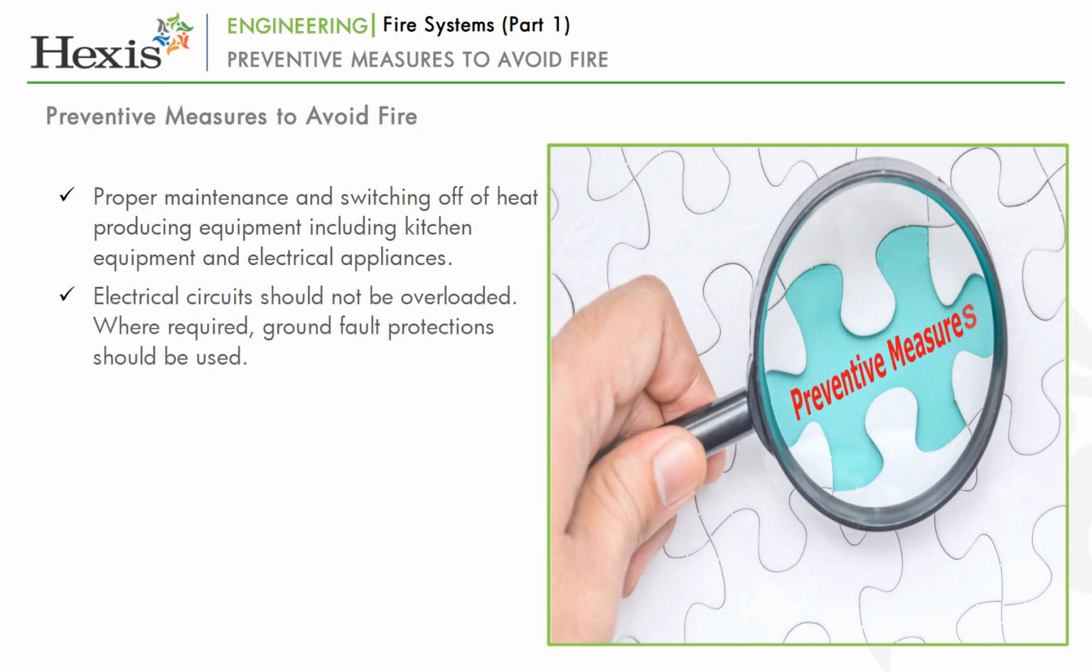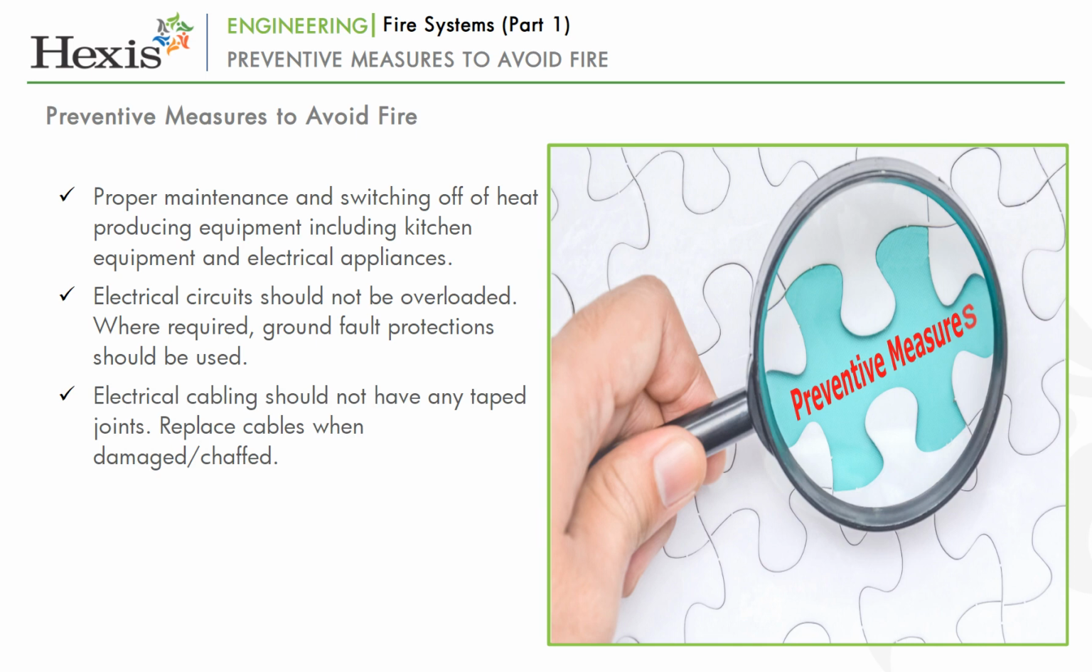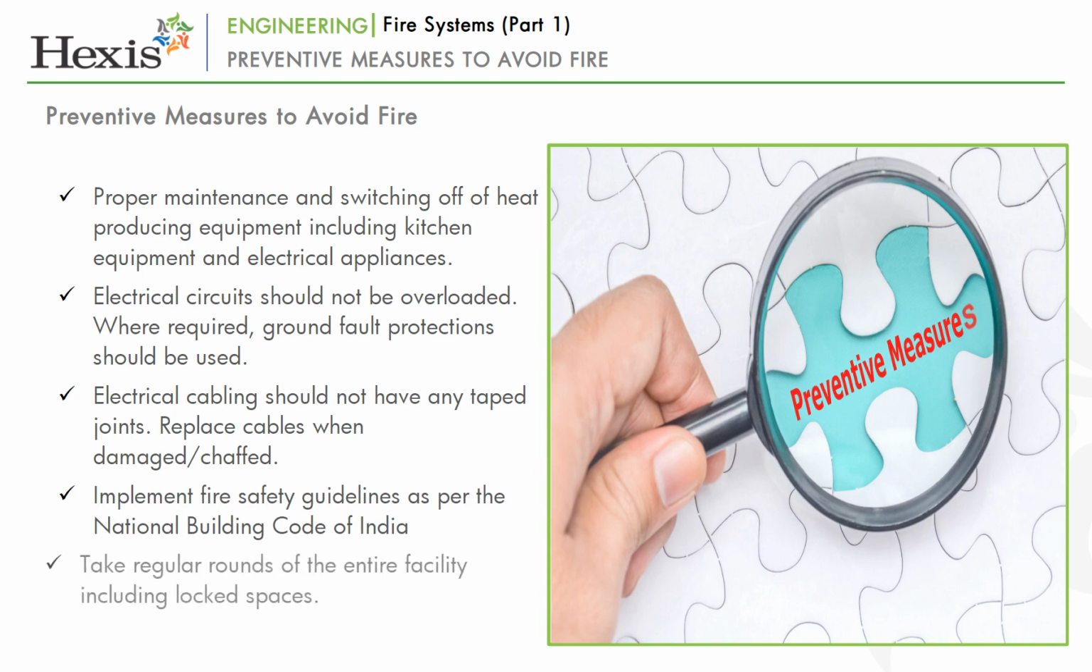Electrical circuits should not be overloaded. Where required, ground fault protections should be used. Electrical cabling should not have any taped joints. Replace cables when damaged or shaft. Implement fire safety guidelines as per the National Building Code of India. Take regular rounds of the entire facility, including locked spaces.